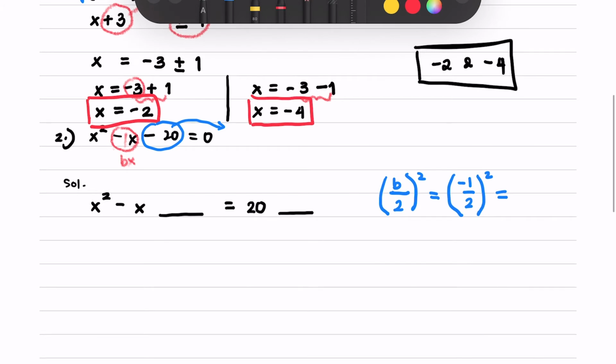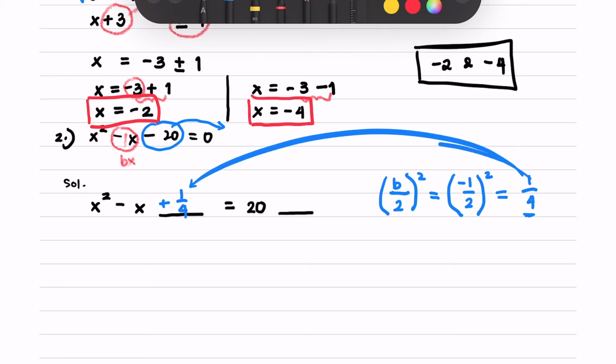Yan. We have, ibig sabihin ng square dito is we're going to multiply the number by itself. So, negative 1 times negative 1, that is positive 1. 2 times 2, that is 4. So, yun yung ilalagay natin dito sa line natin. So, we have positive kasi yung answer natin dito is positive. So, positive 1 over 4.